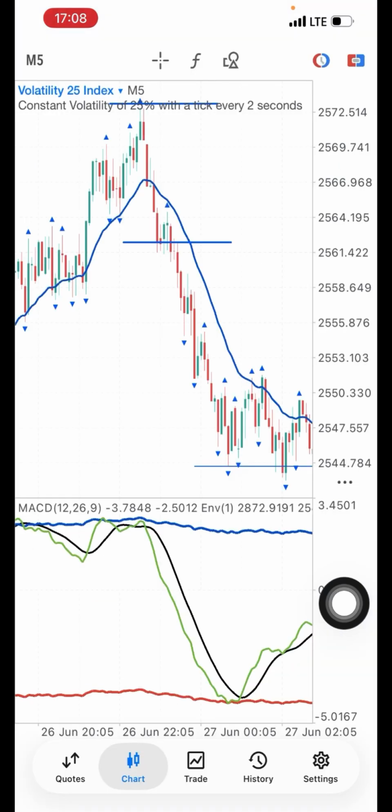Once you have set everything correctly as I've just explained, you are going to have a screen like this. I think that's going to be all for this one.